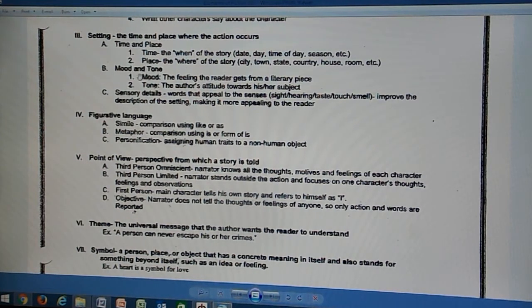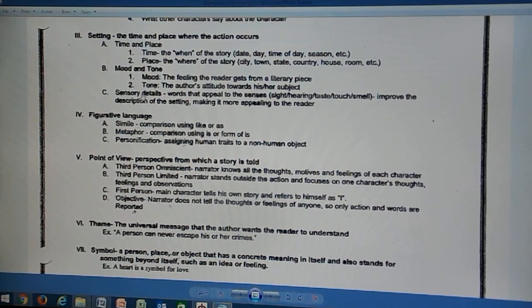Then we've also talked about mood and tone, guys. Mood, the feeling the reader gets when they're reading. Mood starts with the letter M, which stands for me, the reader. Make yourself a little note. Mood is for me, the reader. Tone, which starts with a T, is for them, the author, and his or her attitude toward what they're writing or what they're feeling as they're writing. So mood is about how I feel when I read it. Tone is about them, the authors, and how they feel when they write it.